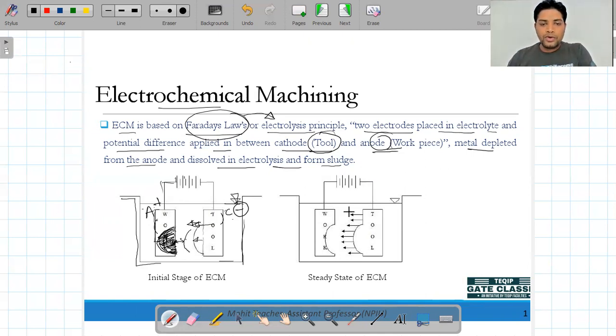Whatever the shape that you require, just make it over the tool body, and like this we can remove the material. Okay, so this is the simple principle. Now, what is happening inside the electrolyte when it reaches the steady state condition, that we are going to discuss in the next slide.